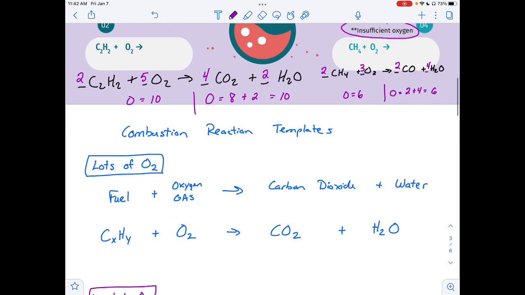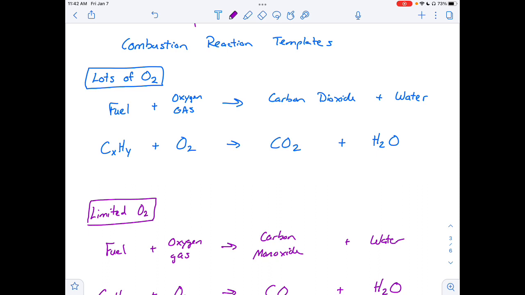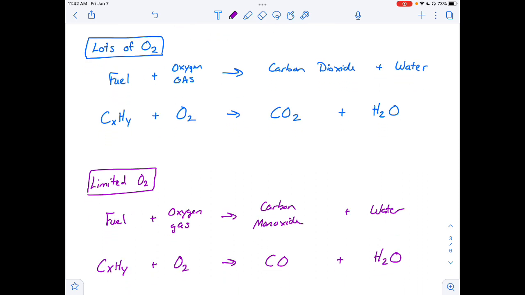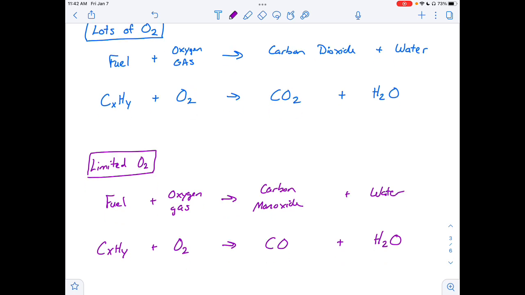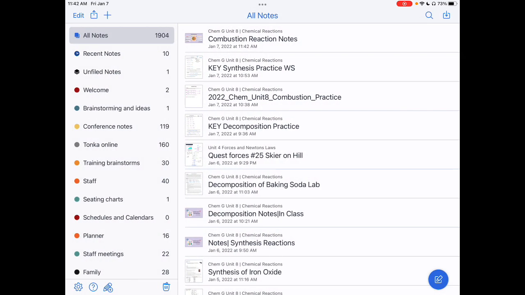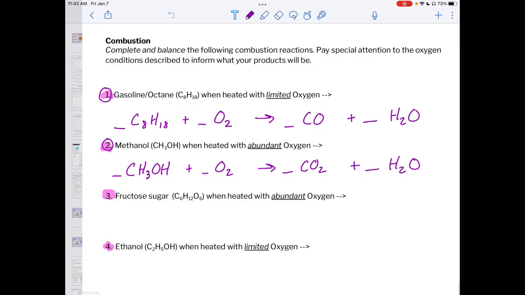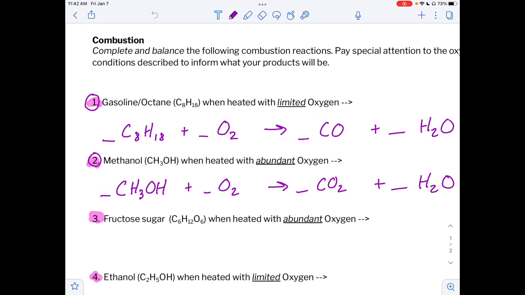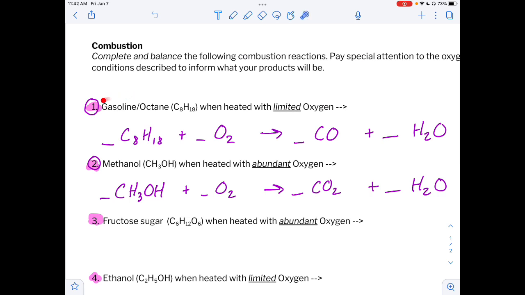All right, last thing when you're doing combustion reactions is just to make sure you follow the template. If there's lots of oxygen, it makes carbon dioxide and water. Limited amount, it makes carbon monoxide and water. And I want to show you just a quick practice on your combustion reaction practice worksheet from today. When you're going from a word equation, like they're giving you here, just follow exactly what they're telling you, and then you can predict the products based on the oxygen supply. So if it's limited oxygen, it will obviously have carbon monoxide. If you have a lot of oxygen, it will make carbon dioxide.